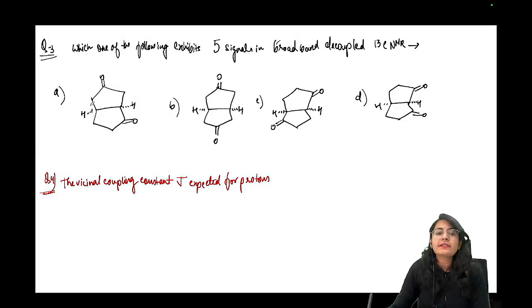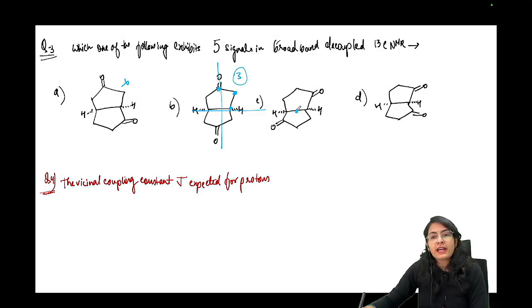Now this one definitely has no symmetry, so it cannot be 5. This is going to be greater than 5. We are absolutely sure about this. So this is wrong. Next one, we have a sigma plane like this, and we also have a sigma plane like this. So 1, 2 and 3, only 3 resonances.